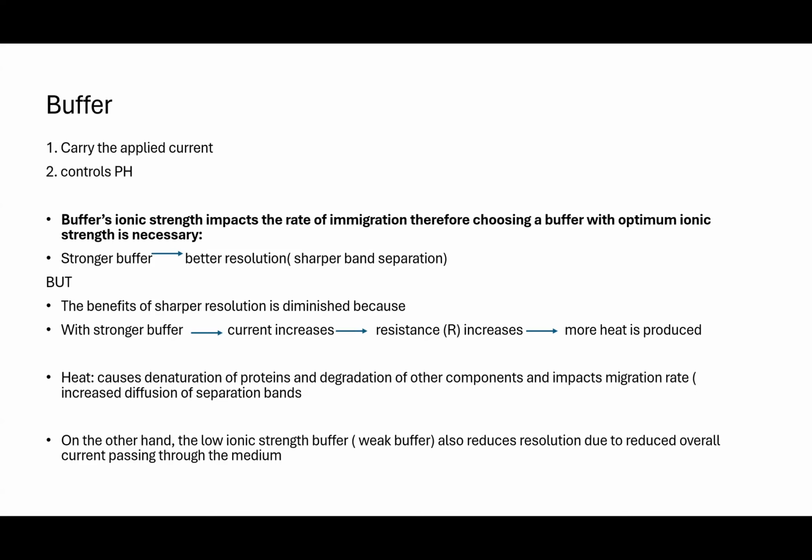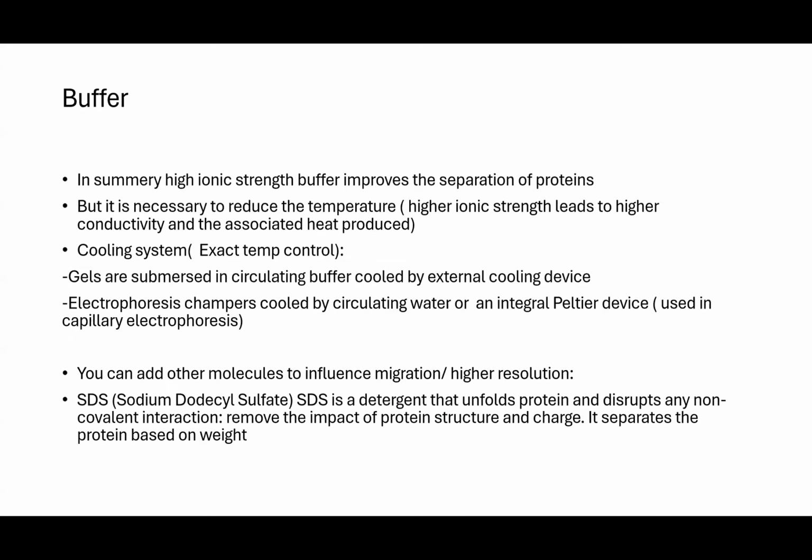On the other hand, if we use a low ionic strength, weak buffer, that also reduces resolution, because the current passing through the medium is overall reduced. So it's really important to find a balance. In summary, high ionic strength improves the separation of proteins, but it's really important to reduce the temperature. So again, we're talking about the cooling system. This is the second time we're talking about temperature control, first with high voltage, and now with a high strength buffer.